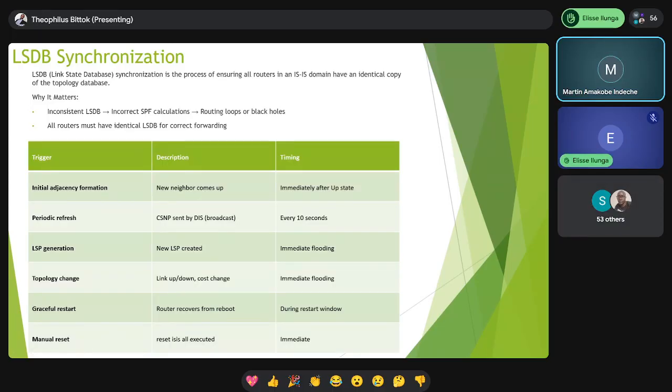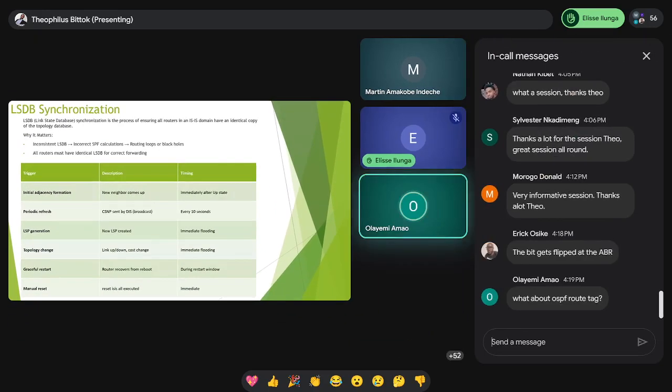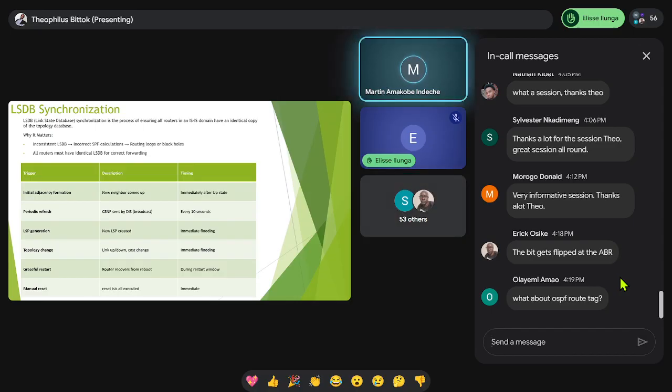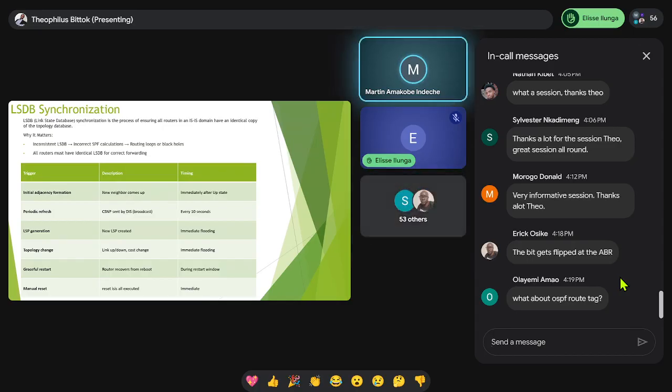Olaimi, you are asking your question. Okay, I want to ask about the OSPF route tag. As Martin explained the down bits, maybe it could be explained too. He's asking about the OSPF route tag. Maybe he wants you to explain more about it.